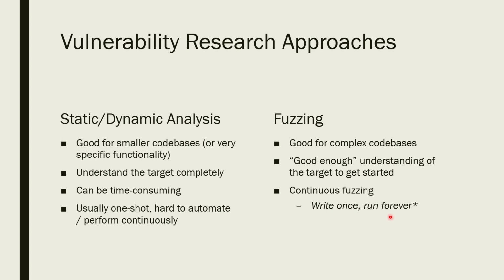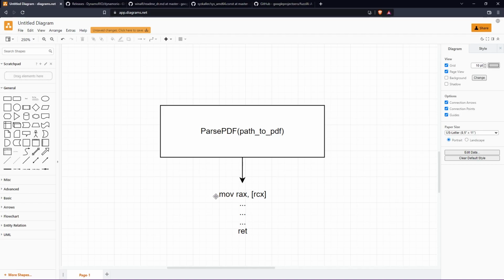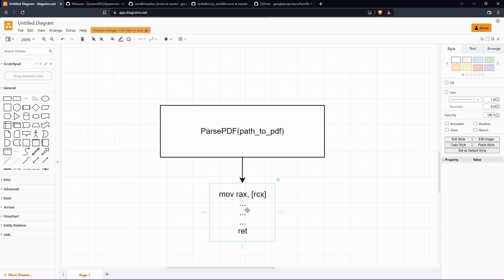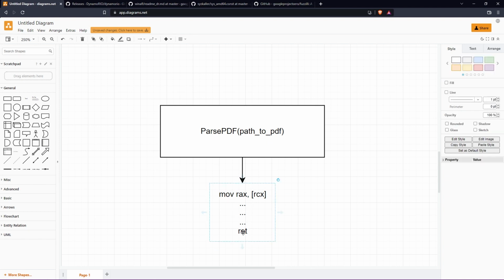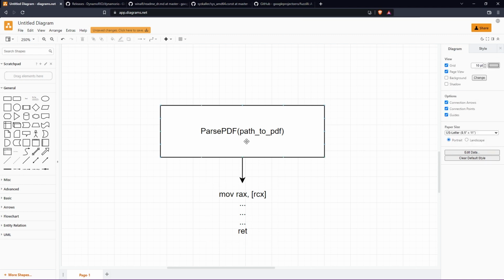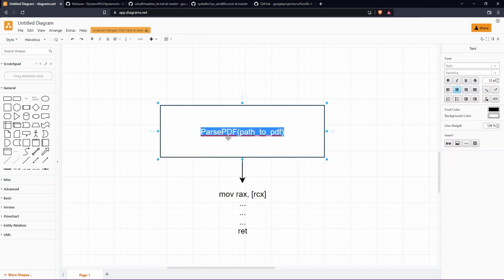Fuzzing is also good for complex code bases. And that's because generally you only need a good enough understanding of the target to get started. Again, let's come back here. If I wanted to find bugs in this assembly, and I was doing static analysis, I would again need to understand what's going on in this whole assembly block pretty much completely. But if I wanted to fuzz it, again, all I need is to know that this function exists and that it takes a path to a PDF, and that's it. I can immediately start fuzzing it with PDFs that I create.